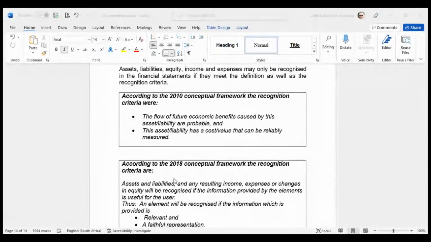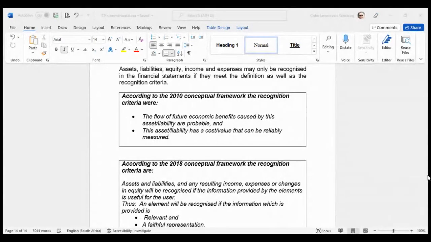And derecognition is when you take it out of your books of account. Now, this does not come from the conceptual framework. It actually comes from an interpretation, but there are certain standards which also deal with derecognition. So there are two sets of circumstances generally, ladies and gentlemen, when you derecognize something. Perhaps you can type one of the possibilities for me there. If you can type one of the possibilities, and then I'll mention the other.